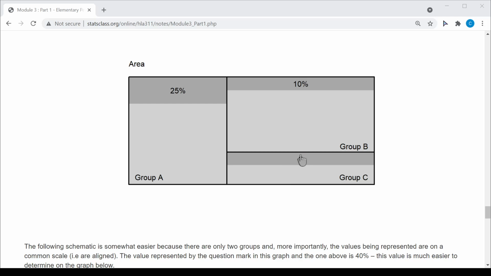You might be surprised that the value is actually 40%. Again, the dark gray is 40% of that box in Group C. Even though it's 40%, that box isn't nearly as tall as the 25%, but again, we're basing that on the area.